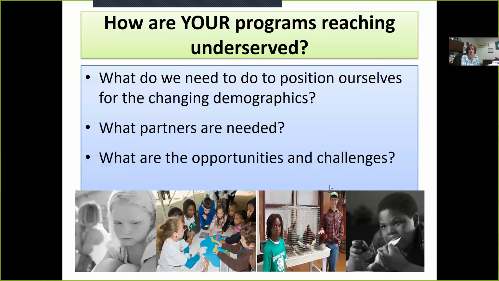And then, what are some opportunities or challenges that we have when we're working on programming to reach these youth? If you feel comfortable sharing those in the chat box, that would be great. I see tremendous opportunities, and I also see tremendous challenges. That's part of what we need to be thinking about.